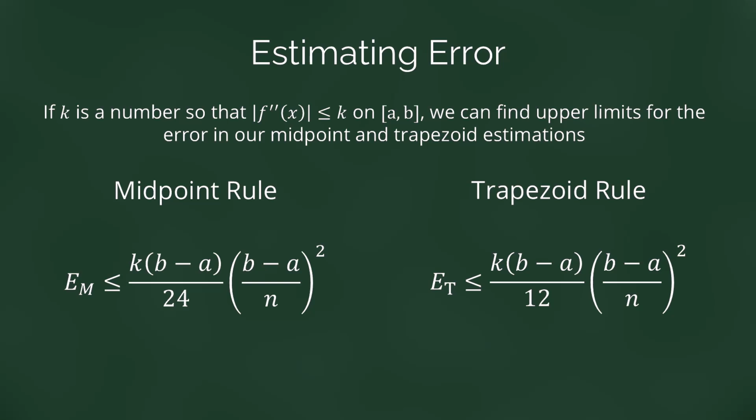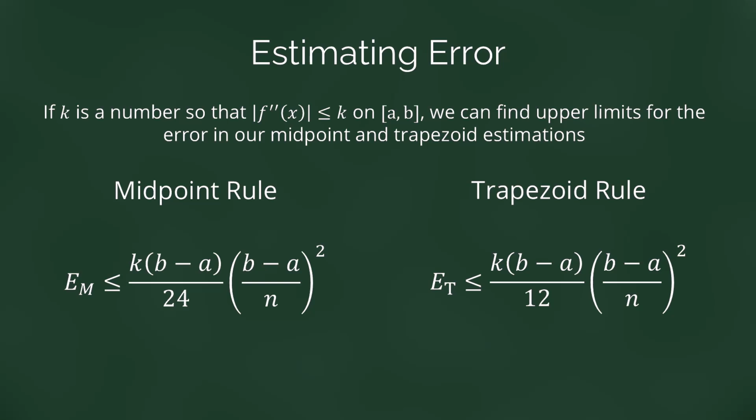For the midpoint rule and the trapezoid rule, what we're going to do is bound using the second derivative. So what we want to find is a number k, so that on our interval AB, the interval that we're trying to find the area over, if the second derivative of the function is always less than or equal to k on that interval, then we have 2 formulas to help us understand the midpoint error and the trapezoid estimation error.